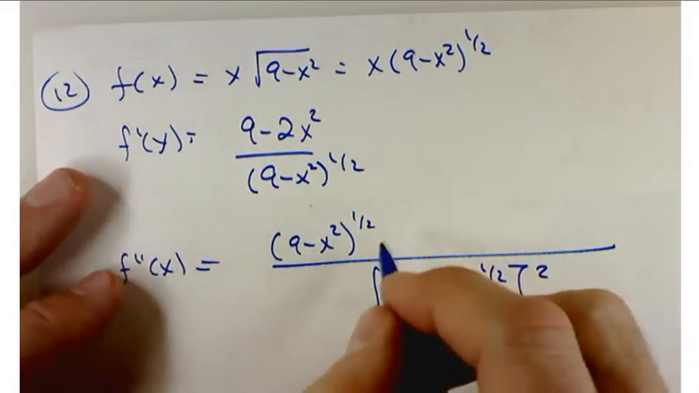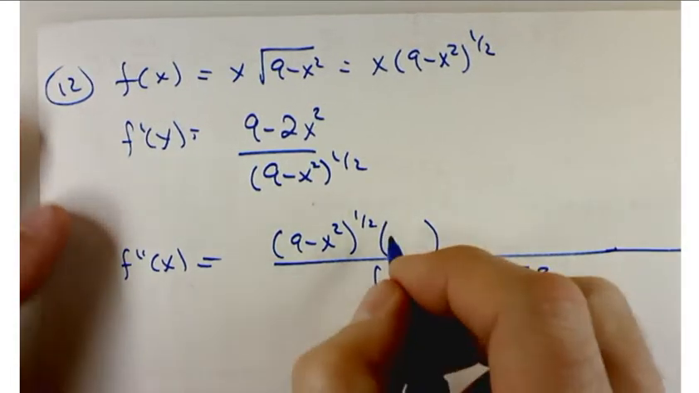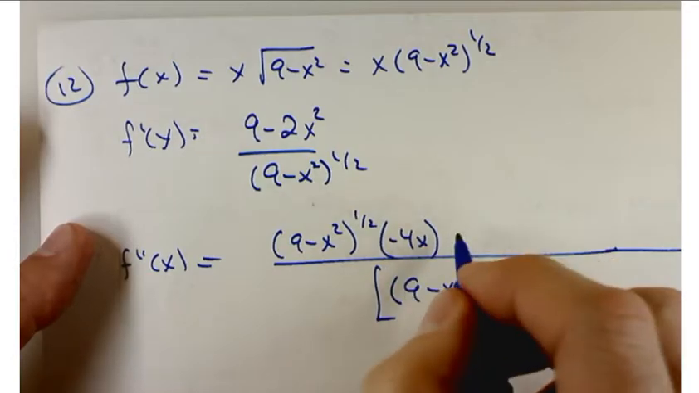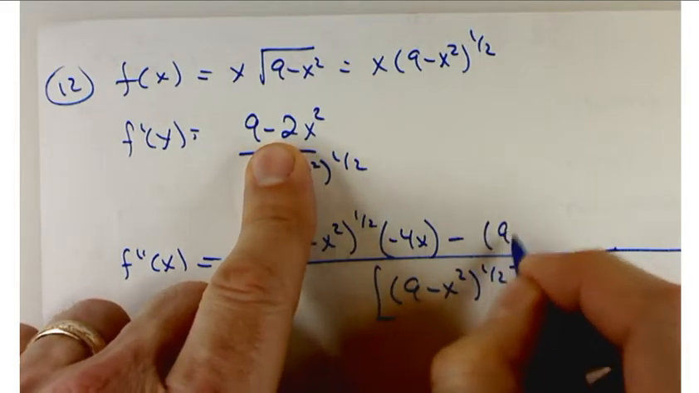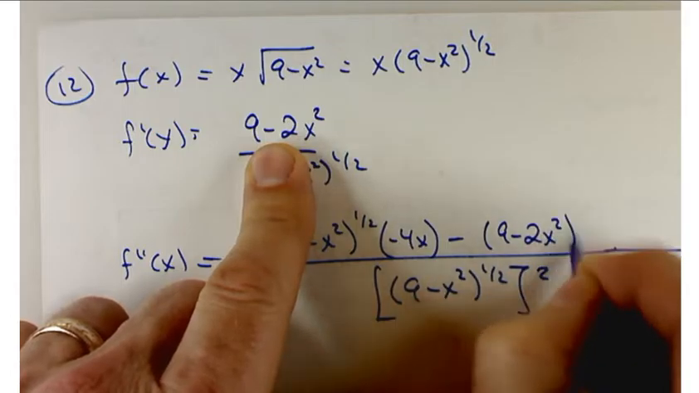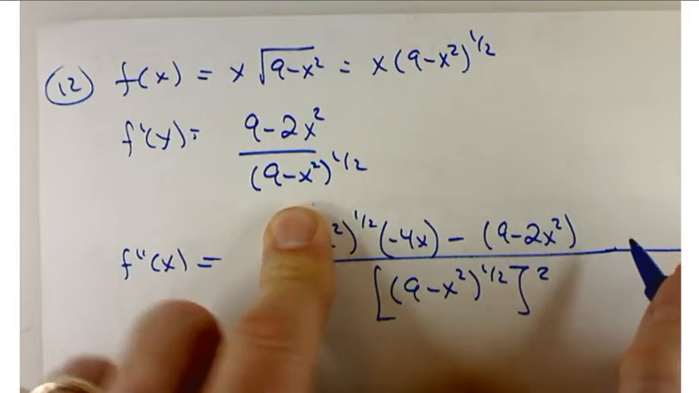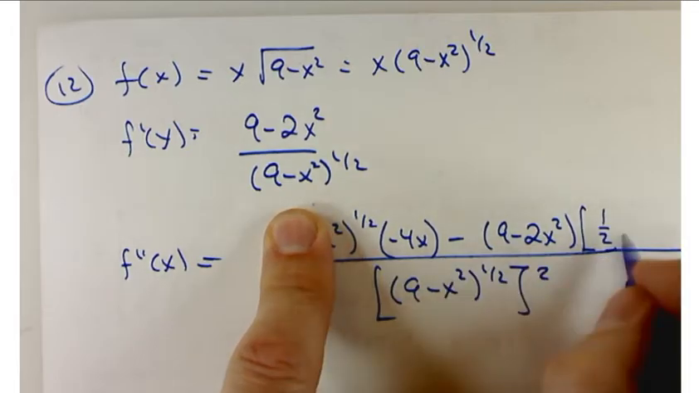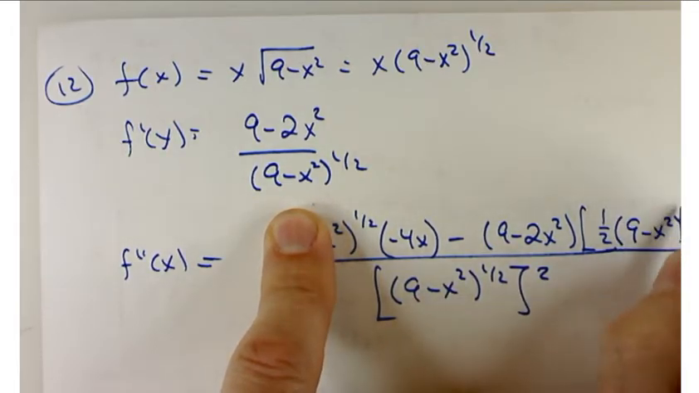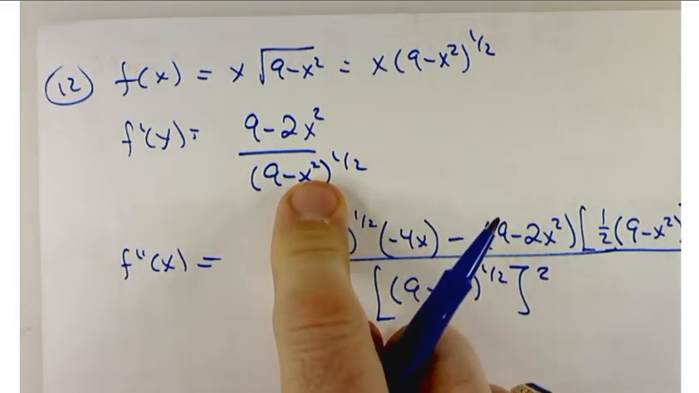So far, so good. The derivative of the numerator is not that bad. What is it? Negative 4x. And always put that minus down before you start doing any calculations. Then the numerator, 9 minus 2x squared, times the derivative of the denominator. So the derivative of the denominator is going to be 1/2 times 9 minus x squared to the negative 1/2. That's the derivative of the outside times the derivative of the inside, negative 2x.